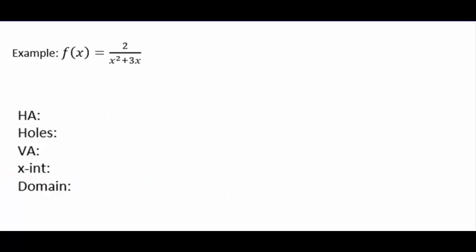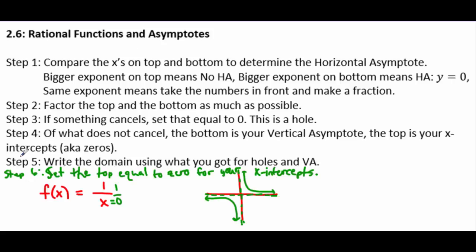So the first thing we want to do when we look at an equation, and we're going to do an example like this, 2 over x squared plus 3x, is find all of these things: our horizontal asymptote, the holes in our graph, our vertical asymptote, our x-intercepts, and our domain. When we do this, there's a process we can go through that, in my opinion, makes this the easiest. The first step is that we want to find the horizontal asymptote.